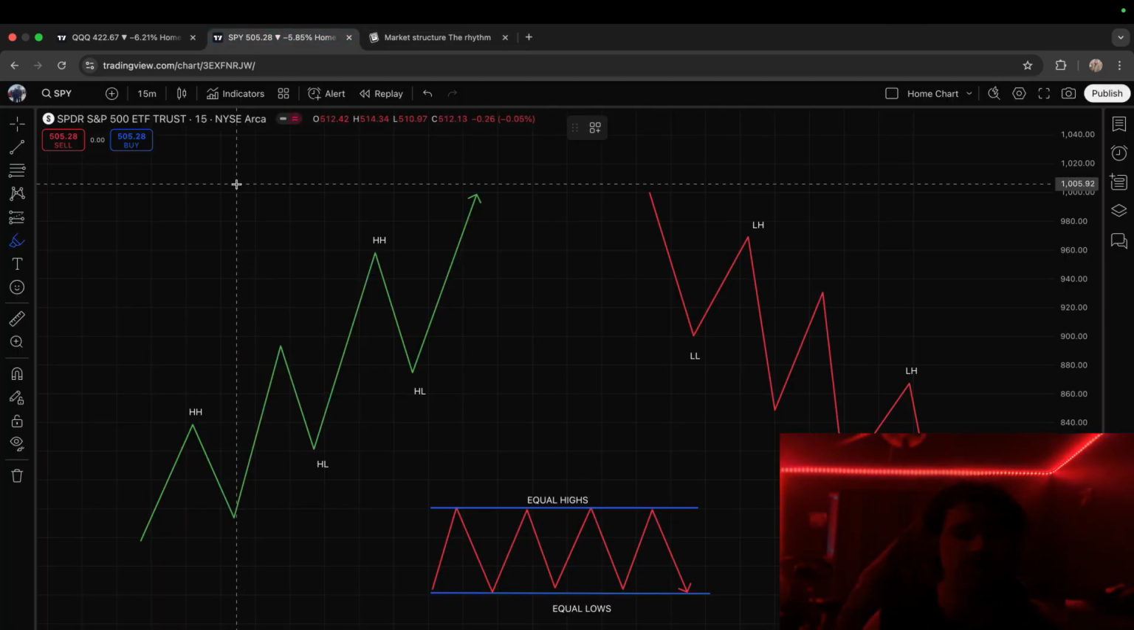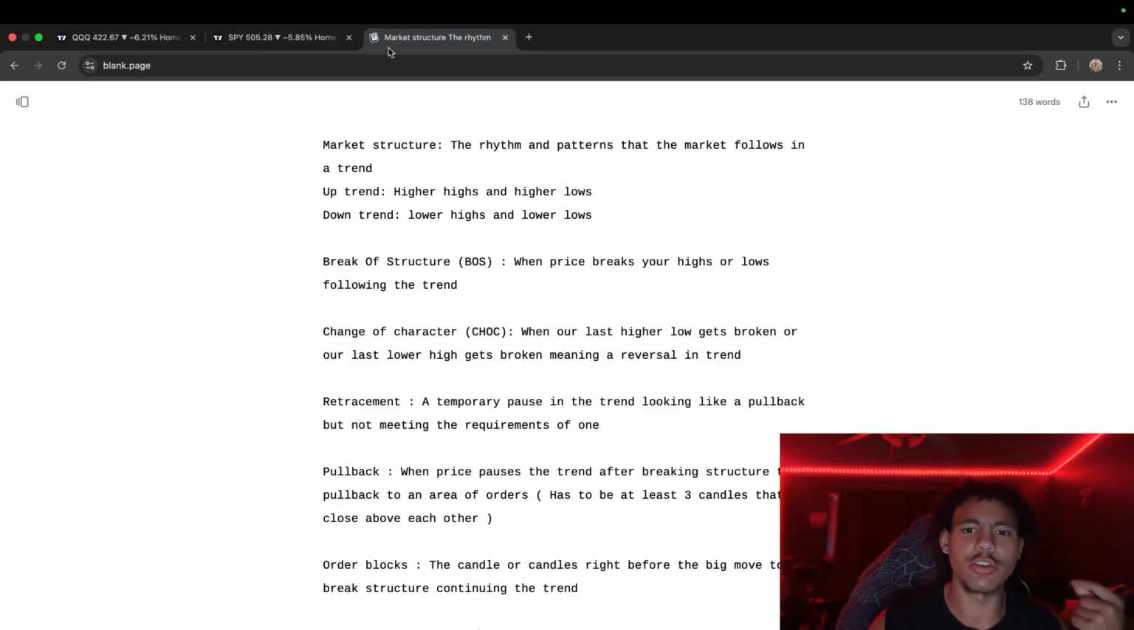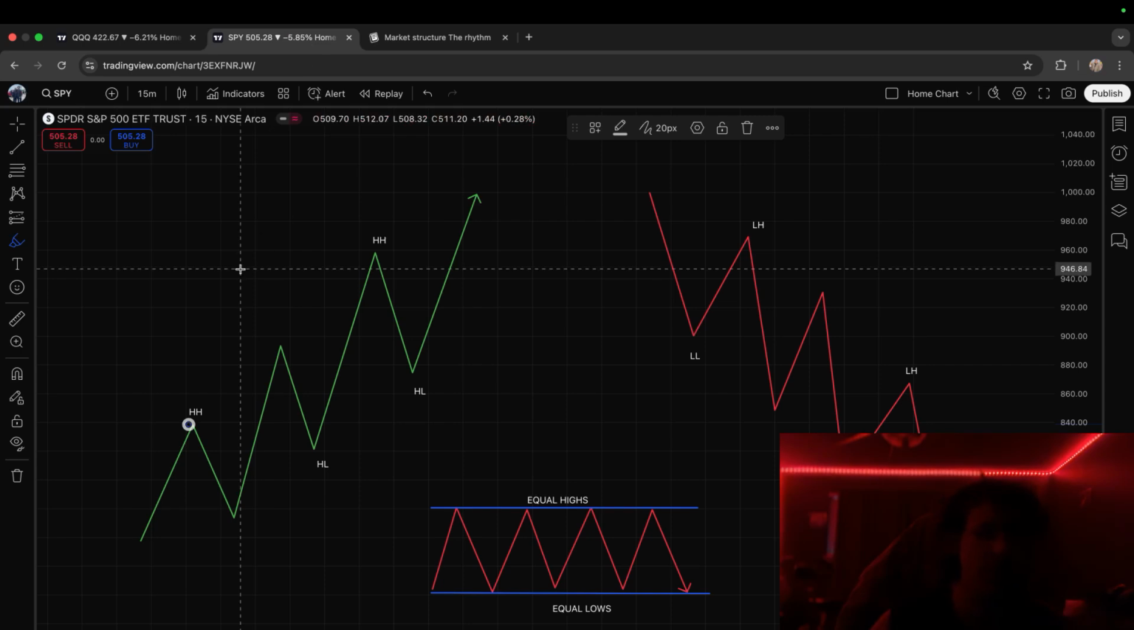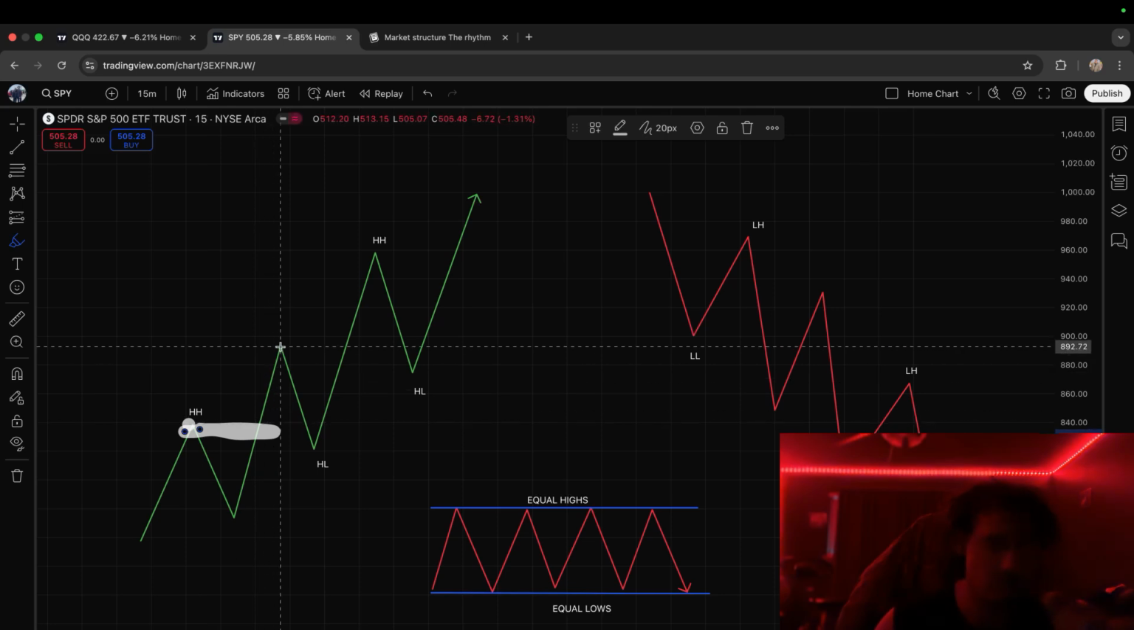So now let's look at this in our example drawing. Where do we break our high or break our low following the trend, okay? So right here we can see we broke our last high following the trend. So what would that be?